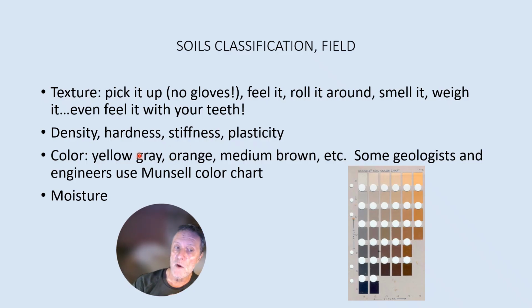And of course, color is very important. An oxidized soil will be orange or reddish in color. A gray soil will be a reduced type depositional environment, gray or gray-blue. So you can use the Munsell color chart or not. You can describe a soil simply as red-brown or yellow-brown or blue-gray or gray-green. Those are generally adequate for field descriptions and descriptions in your logs. And of course, you want to get a general idea of what the moisture is.